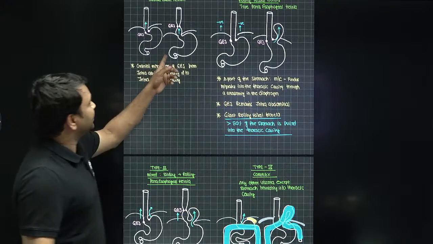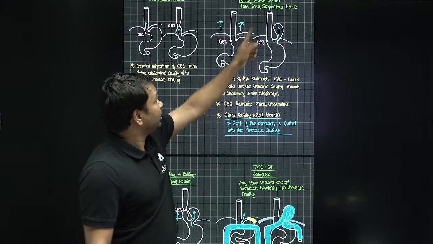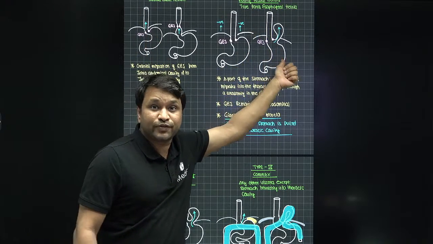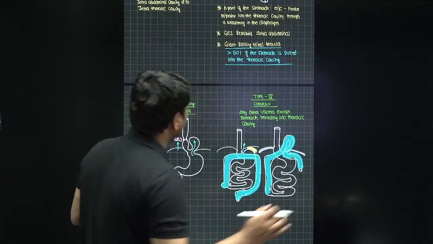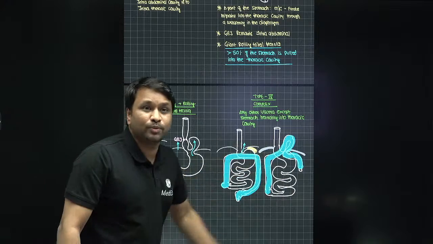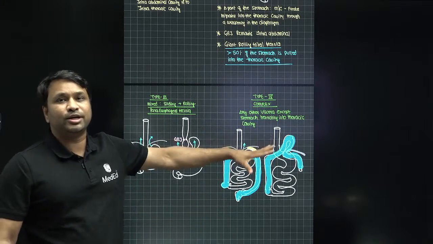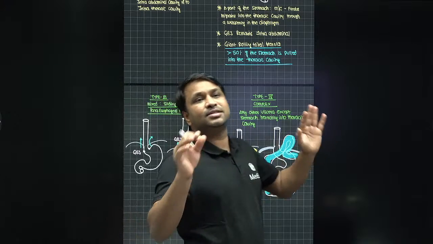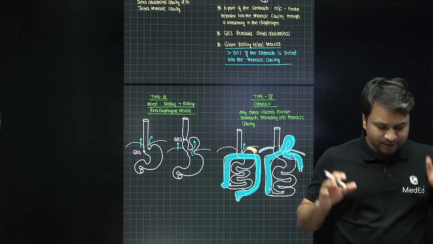The type 1 variety is what we call sliding, where only the gastroesophageal junction is moving up. Type 2 is rolling, where the stomach goes but the gastroesophageal junction remains in its position. Then you have the type 3 variety, which is a combination of both sliding as well as rolling, and type 4 is what we call the complex variety, right? In a complex variety, the component which is going to herniate is anything other than the stomach. As simple as that. Nothing spectacular, nothing more, nothing less, right?